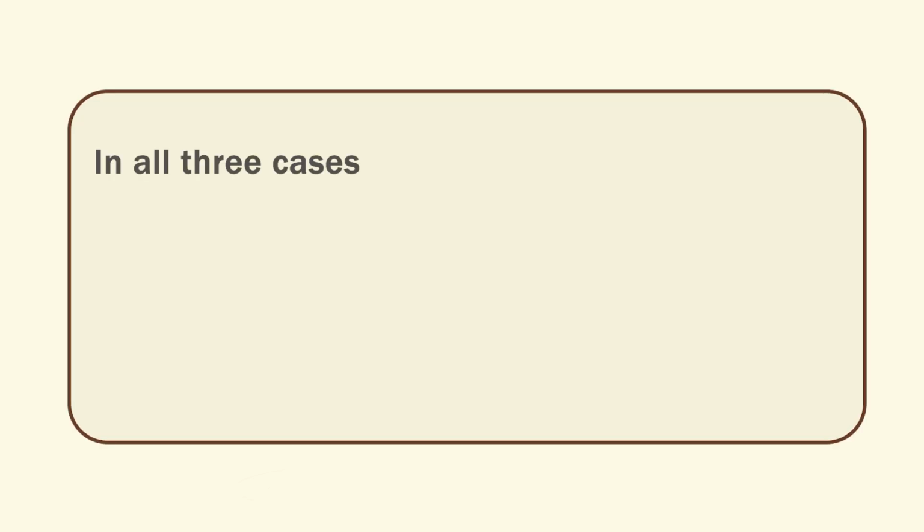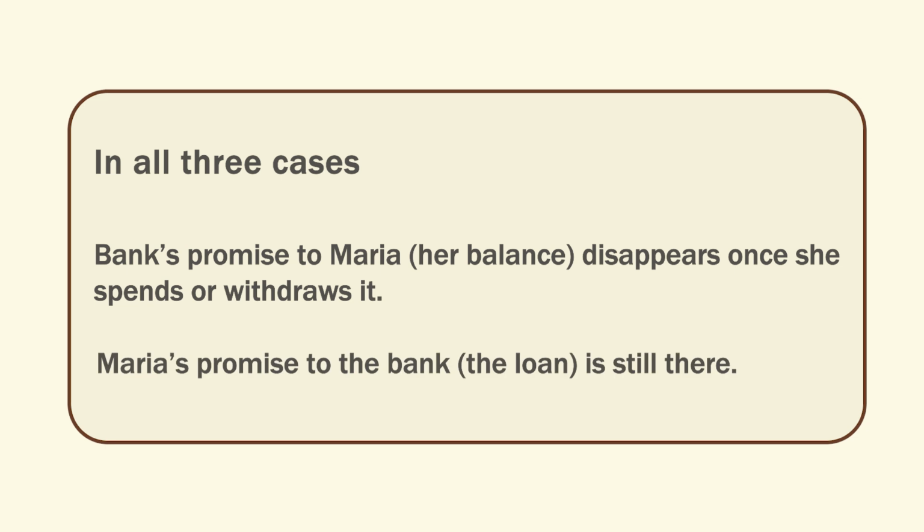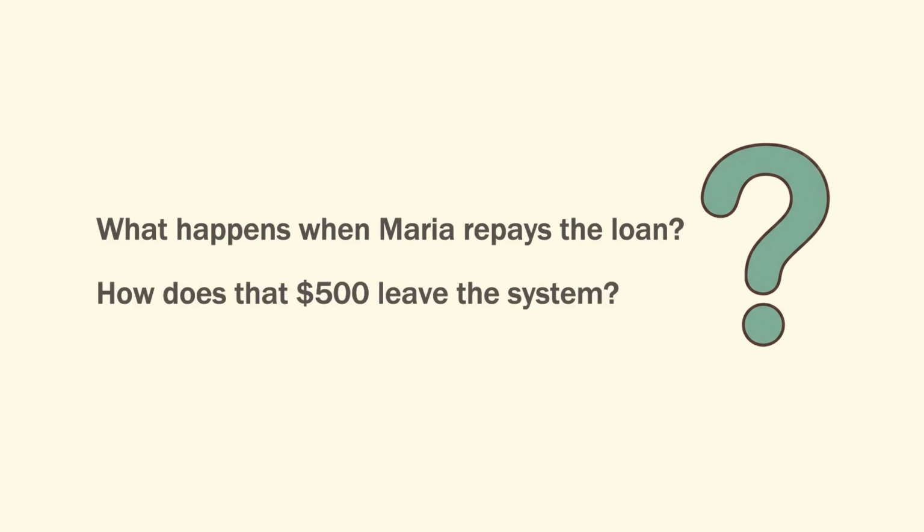In all three cases, one thing is the same. The bank's promise to Maria, her balance, disappears once she spends or withdraws it, while Maria's promise to the bank, the loan, is still there. But that raises another question. What happens when Maria starts paying the loan back? And how does that loan-created $500 finally leave the system? To answer that, we'll now follow Maria as she repays her loan.